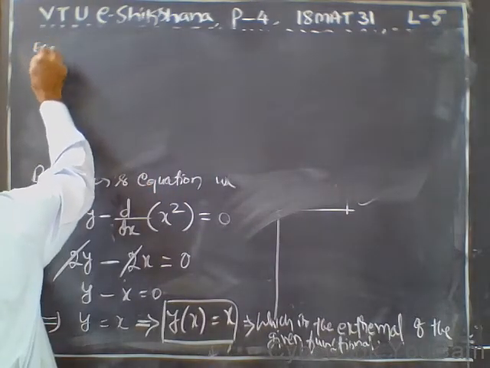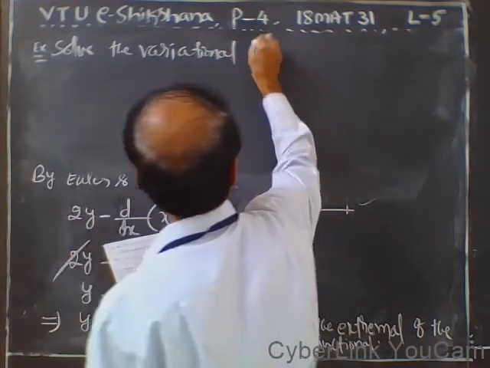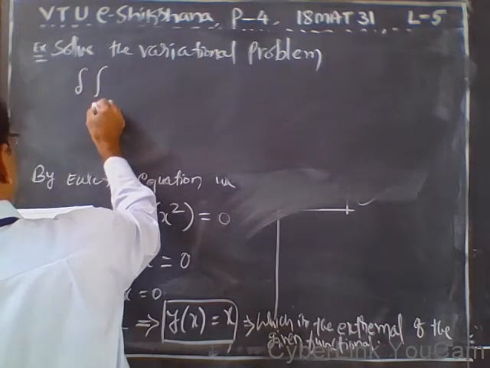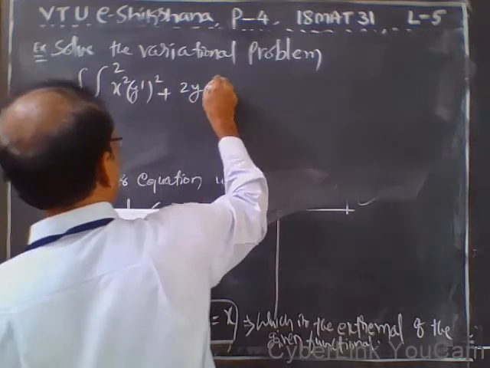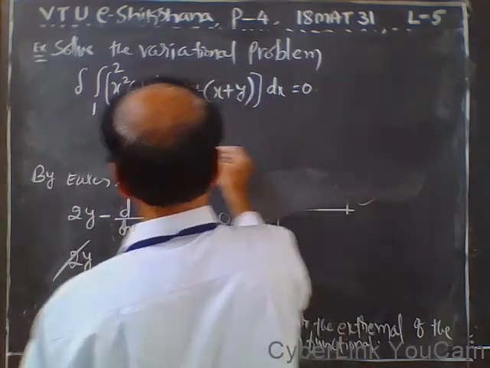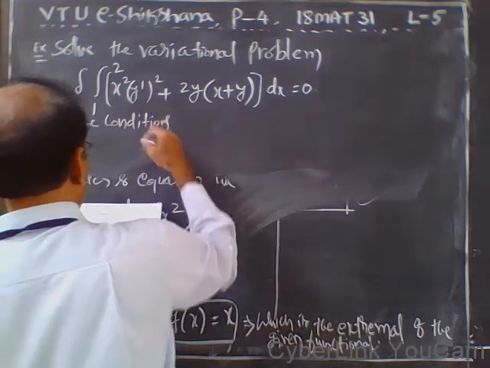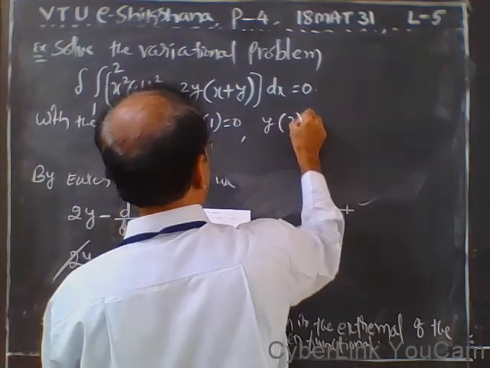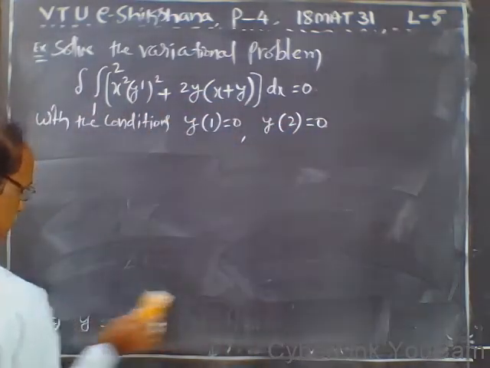Solve the variational problem: delta integral from 1 to 2 of x square y dash square plus 2y into x plus y, dx, is equal to 0, with the conditions y1 equal to 0 and y2 is also 0. Let us try how this equation gives us the solution.